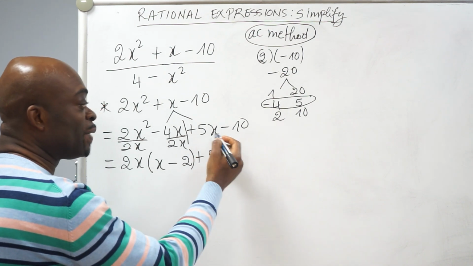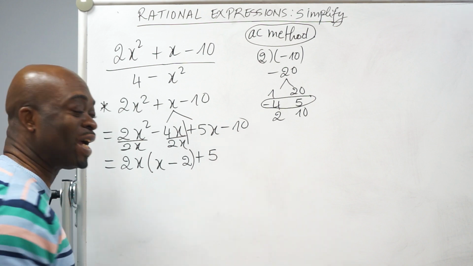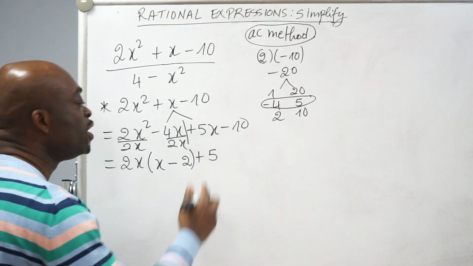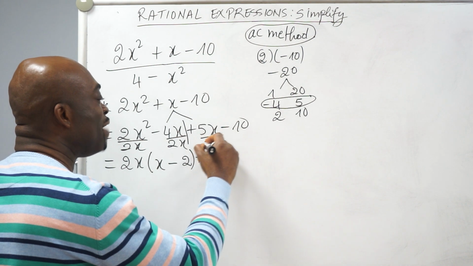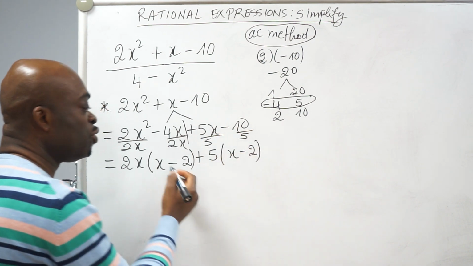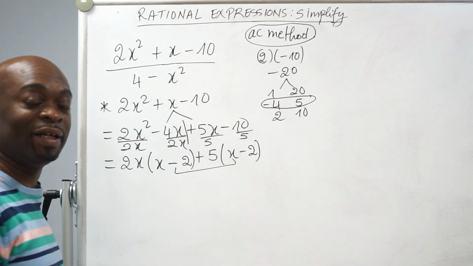So there's no x because you have x here. There's no x here, so x cannot be a common factor. Are you guys with me? Okay, so you divide this by 5, you divide this by 5, and then you end up with what? x minus 2. What do you see? A common factor here. And that's what we're doing.